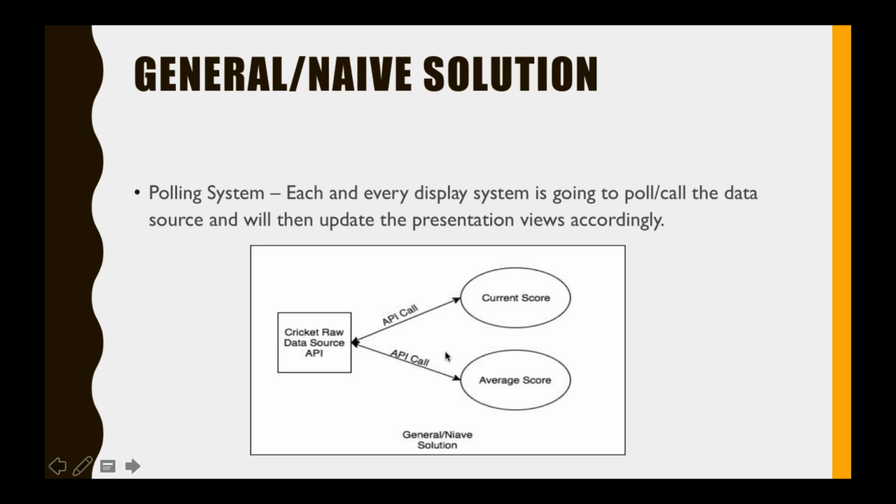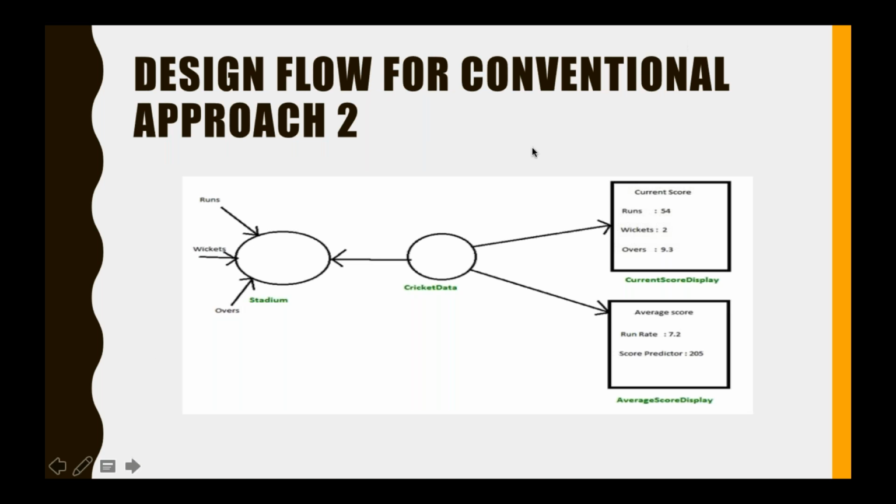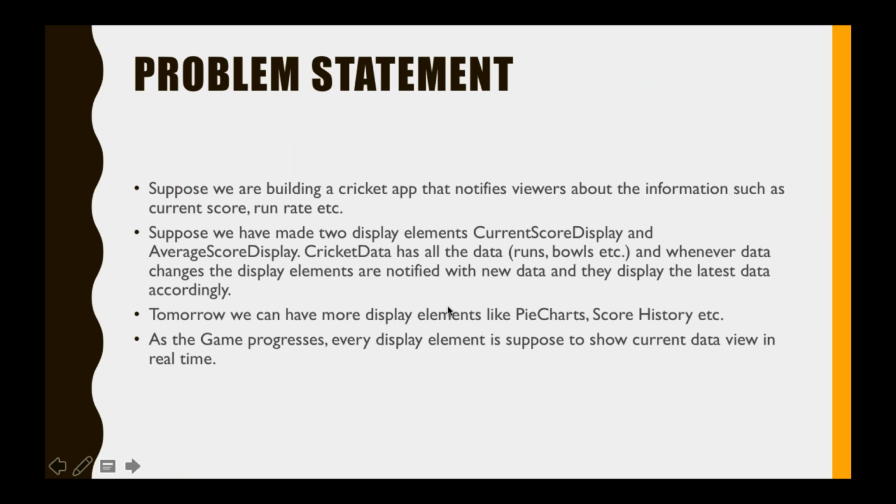Yeah. So one another solution which I can think of is this kind of approach. So basically, there is a stadium where the actual cricket match is happening, and I'm introducing an intermediator between my stadium and all of my clients, which are the current score display and the average score display, which is called the cricket data.